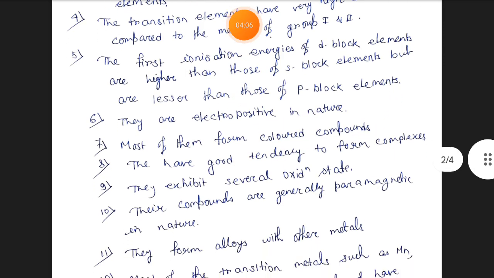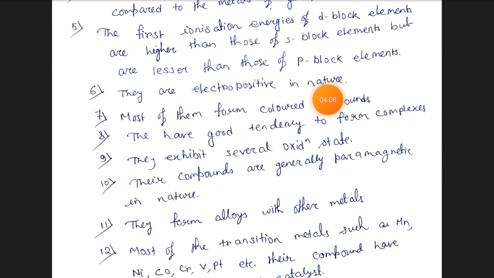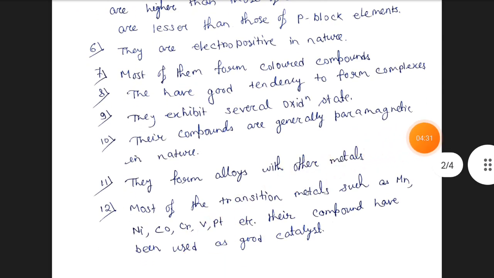Next, these are electropositive in nature. Most of them form colored compounds. Next, they have a good tendency to form complexes, that is the coordination chemistry. Basically, the coordination chapter is formed from d block transition elements. Next, they exhibit several oxidation states. Their compounds are generally paramagnetic in nature.